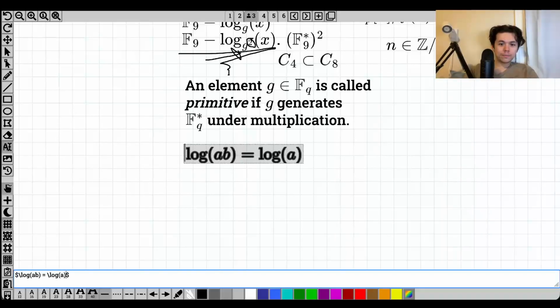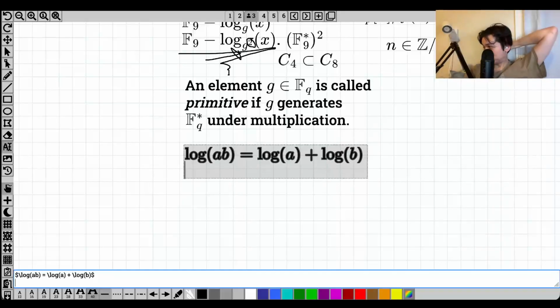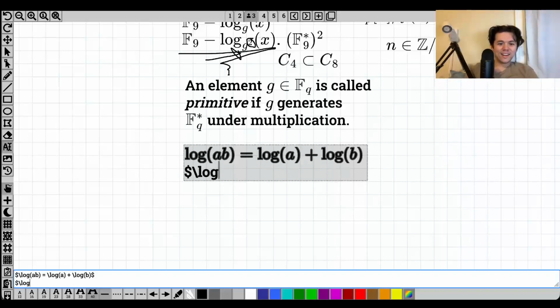log(AB) equals log A plus log B. What are the other properties people like of discrete logarithms? I feel like this is it. log_g(g) equals 1.